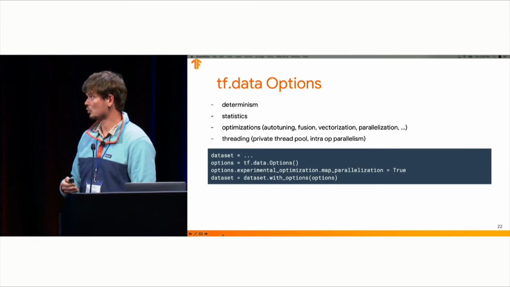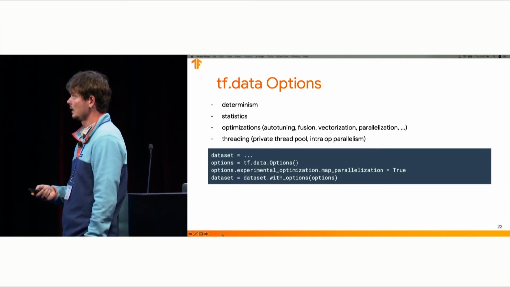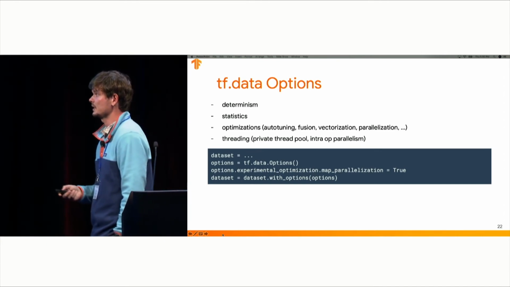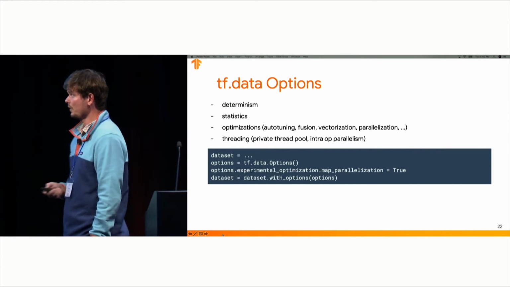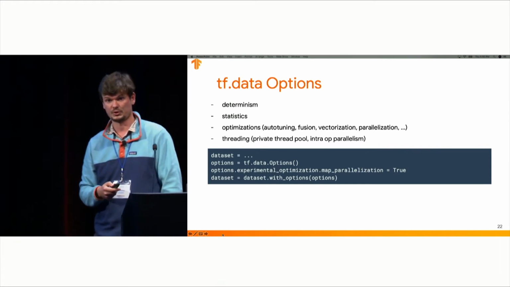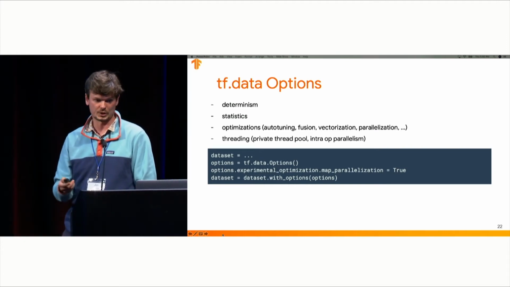And the way you set the options for a TF.data dataset is by creating an options object, setting the options you're interested in, and then using the with_options transformation that gives you back a dataset that has those options set. And these apply globally to the dataset object.